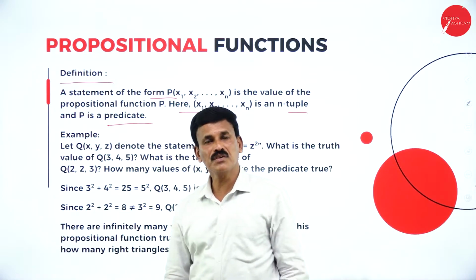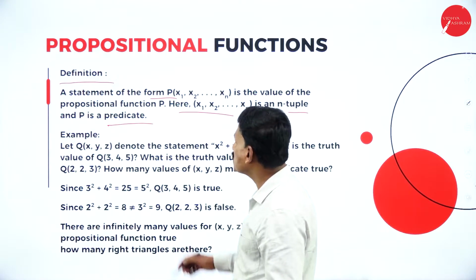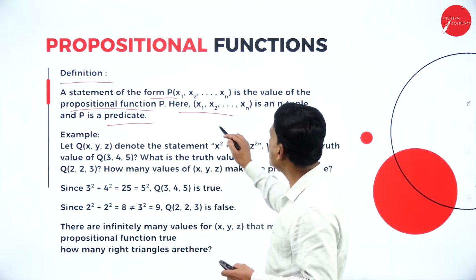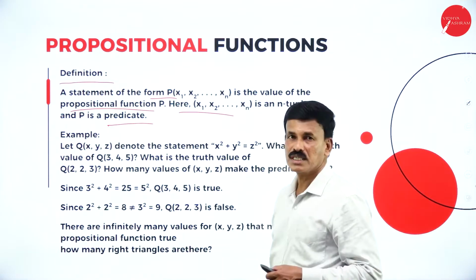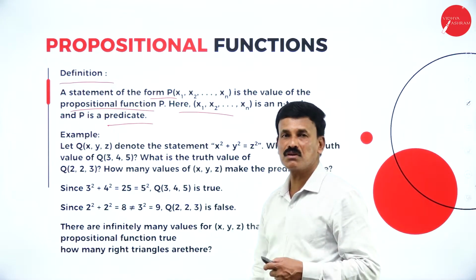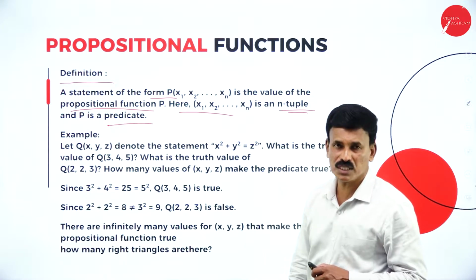So this predicate is also called a propositional function, denoted as P of x1, x2, x3, etc., xn, where x1, x2, xn form an n-tuple and P is called the predicate. Now, let us come to a small example. Let me explain with a small example.